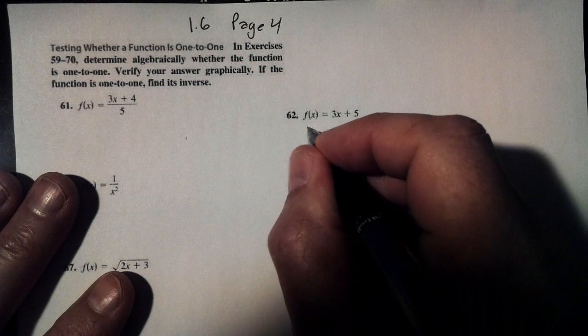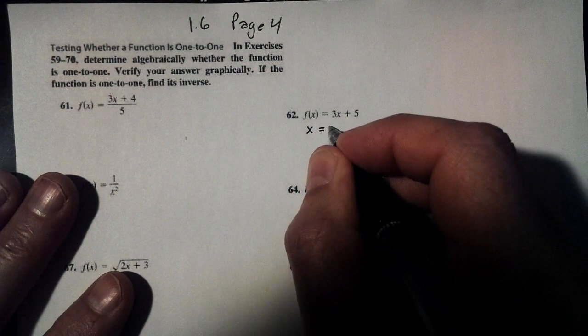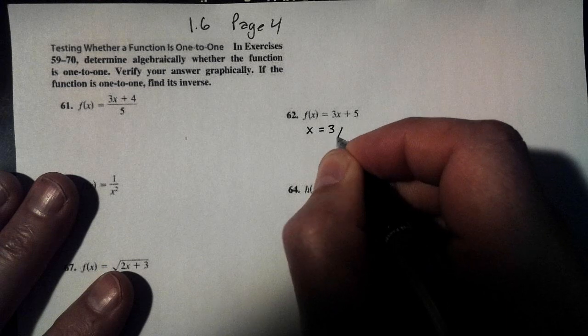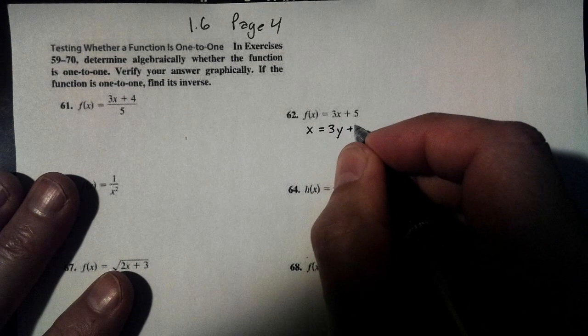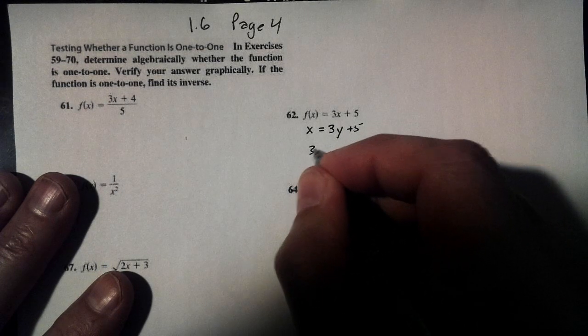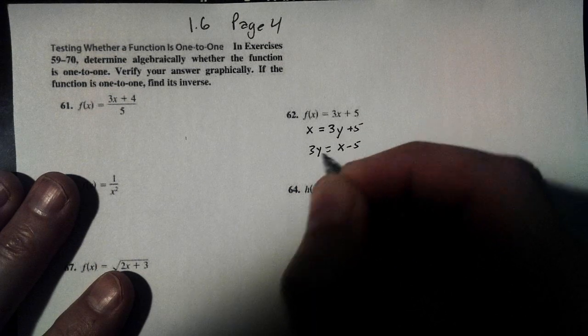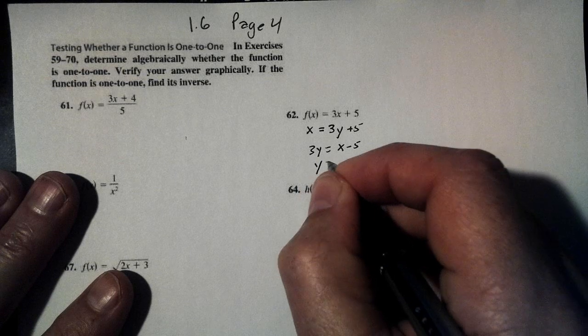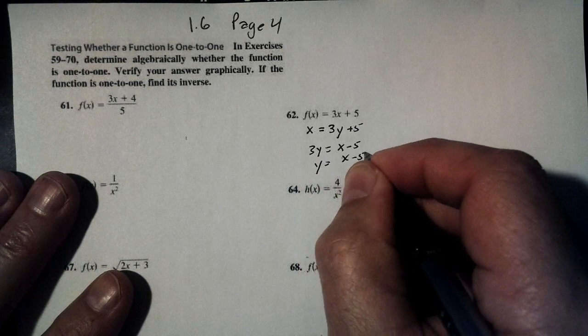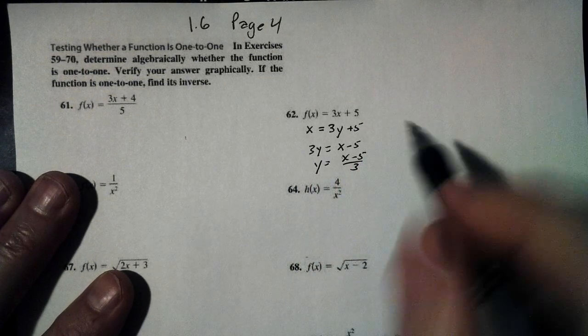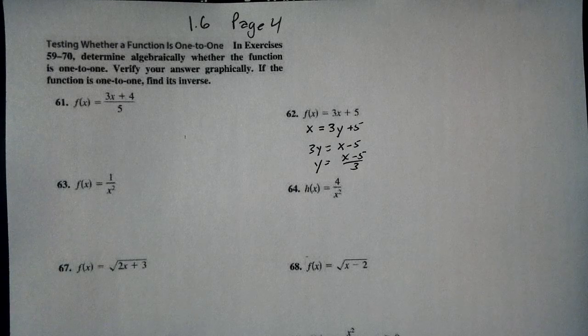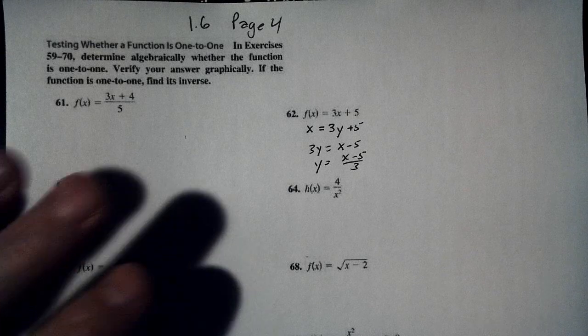So we change y into x, x into y. Solve for y. 3y equals, subtract 5 on both sides, x minus 5. Divide by 3, y equals (x minus 5) over 3. Nothing strange happened. And by that, you'll see exactly what I'm talking about in number 64.